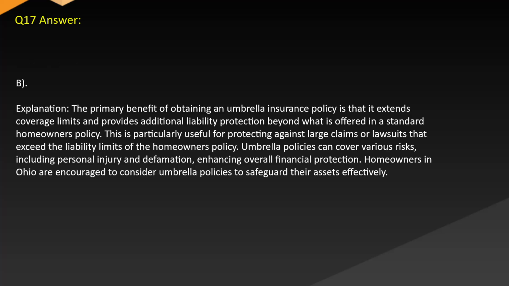Answer B. Explanation. The primary benefit of obtaining an umbrella insurance policy is that it extends coverage limits and provides additional liability protection beyond what is offered in a standard homeowner's policy. This is particularly useful for protecting against large claims or lawsuits that exceed the liability limits of the homeowner's policy. Umbrella policies can cover various risks, including personal injury and defamation, enhancing overall financial protection. Homeowners in Ohio are encouraged to consider umbrella policies to safeguard their assets effectively.